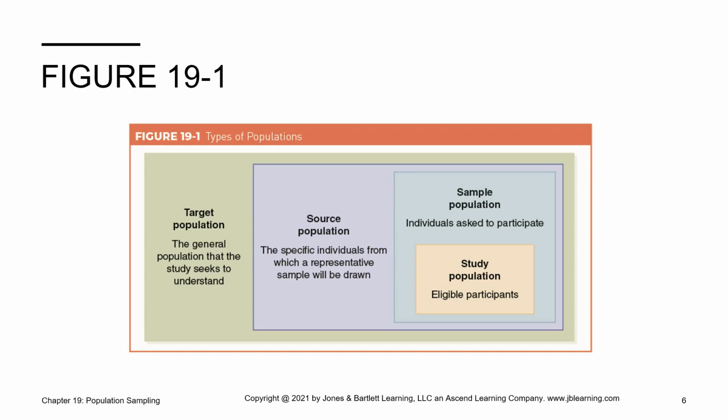So figure 19.1 goes over this. We have the broad set here of our target population. This is the largest population. Then within that, we have our source population. Then from that source population, there is a sample population that is eligible to participate and asked to participate. And then we have the study population, and those are the participants that actually participate.